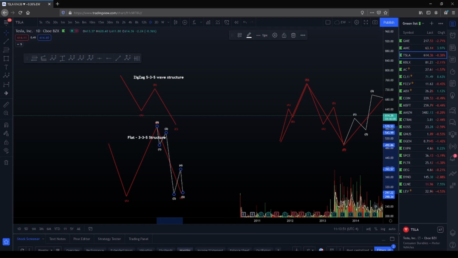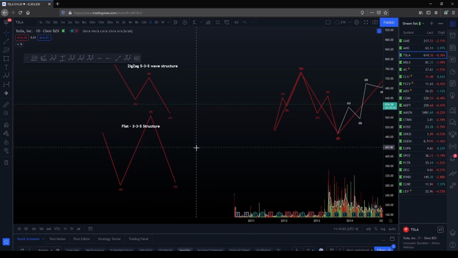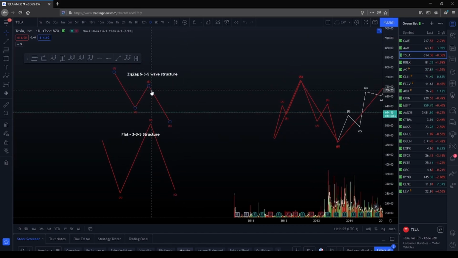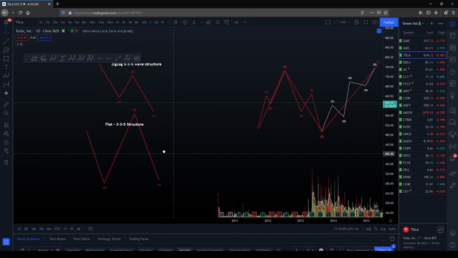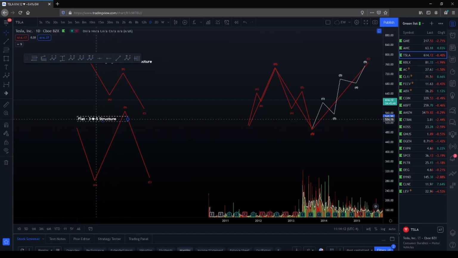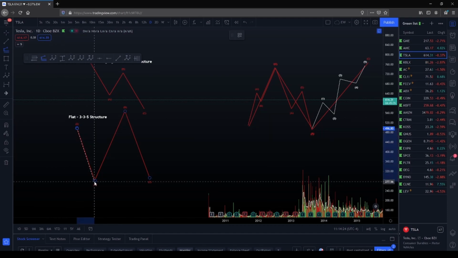Wave C must also be less than 3 times the price distance of A. See, that's a major difference with the zigzag, because the wave C on a zigzag could be up to 5 times the length of A. So again, wave C must be less than 3 times the price distance of wave A. So this would be a fib extension.